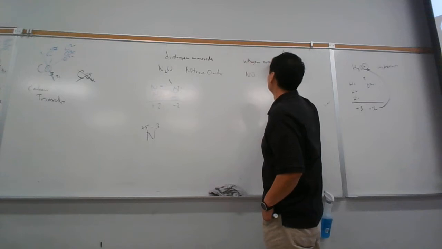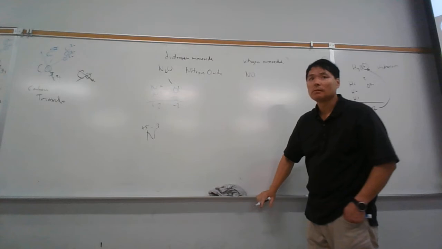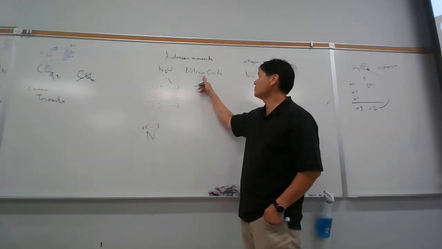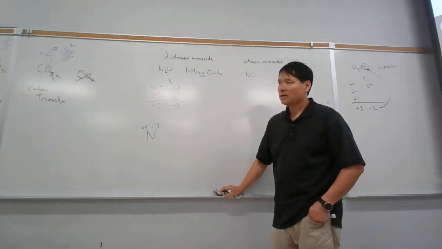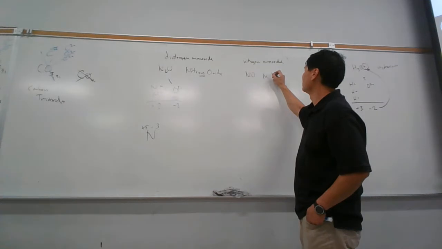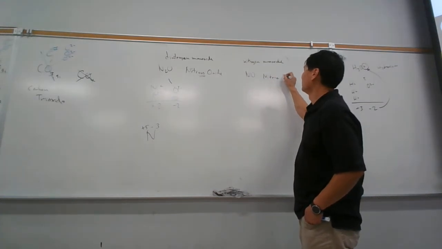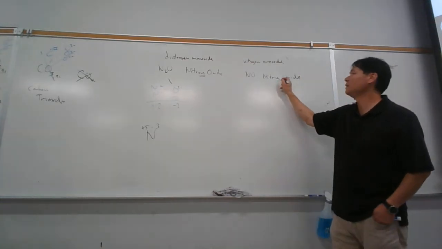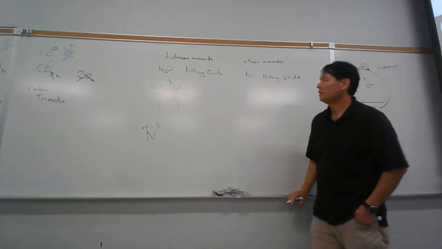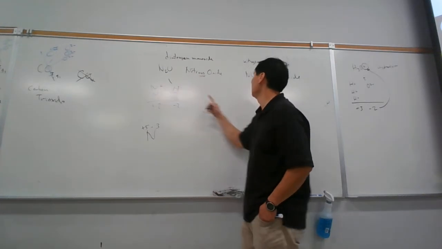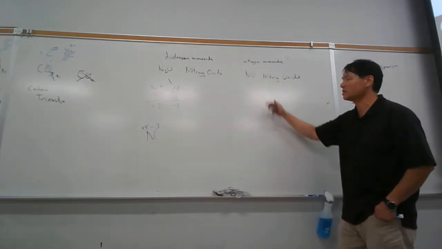This one is called nitrous, and this one has a counterpart, and that would be nitric oxide. So this has a historic meaning. The -ous usually refers to the lower oxidation state, and the -ic usually refers to the higher oxidation state.